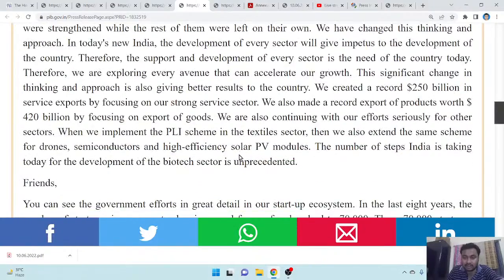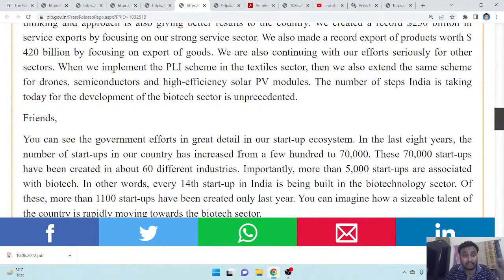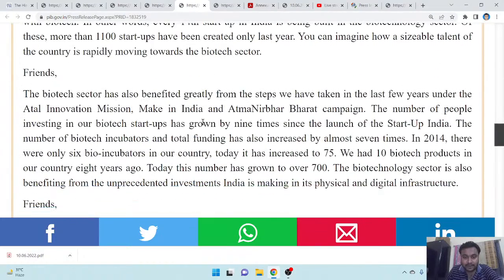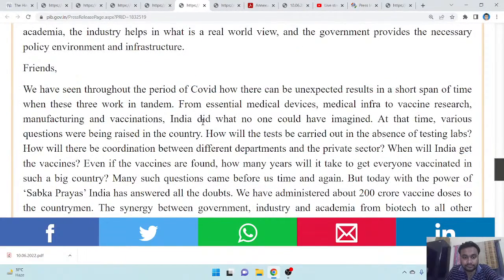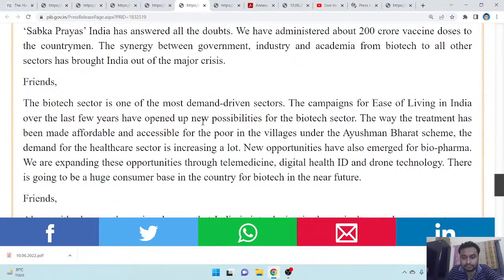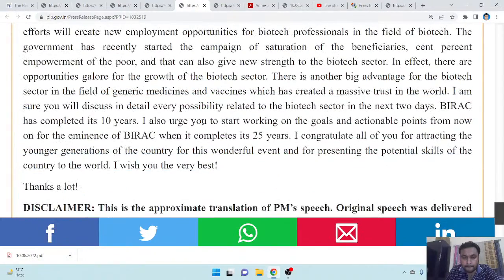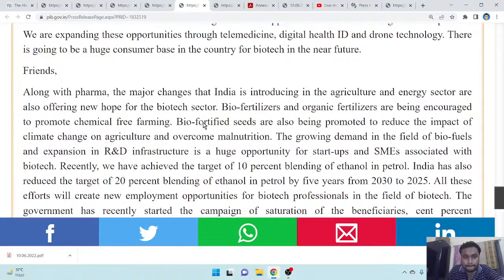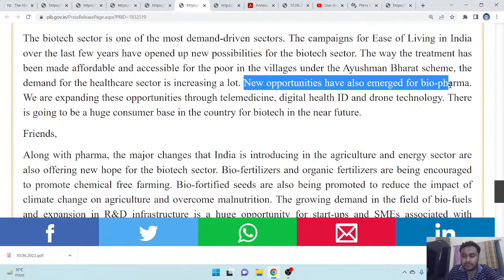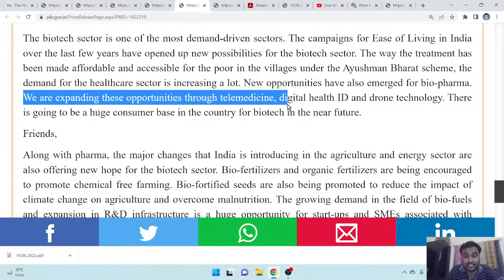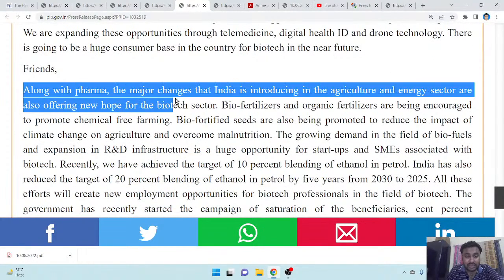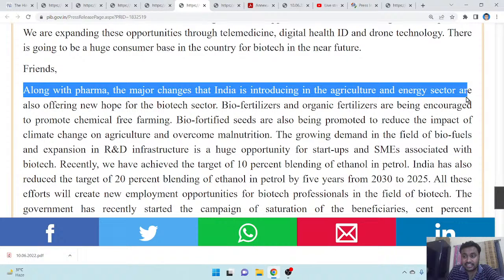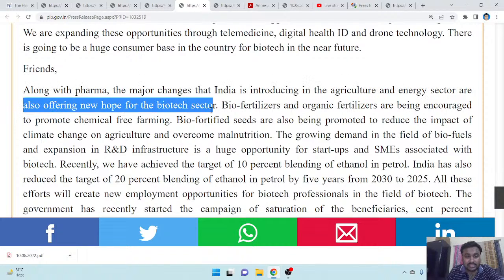Another important thing our Prime Minister has said is about the biotechnology sector, and he has elaborated on that part. New opportunities have also emerged for biopharma. We are expanding these opportunities through telemedicine, digital health ID and drone technology. Along with pharma, the major changes that India is introducing in the agriculture and energy sectors are also offering new hope for the biotech sector.